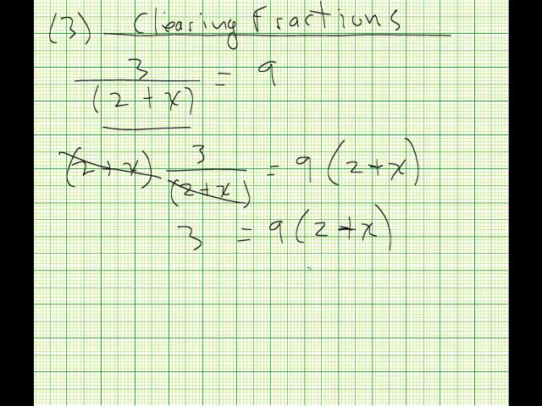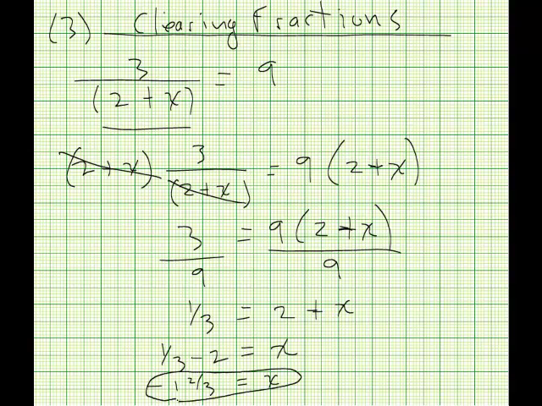In this particular example, I'm going to not do that and show the alternative method, which is to divide both sides by 9 at this time. So this becomes 1/3 is equal to 2 plus x. And I finish it off by subtracting 2 from both sides. 1/3 minus 2 is equal to x. And 1/3 minus 1 is negative 2/3. And so I subtract another 1 from negative 2/3. That's negative 1 and 2/3 equal to x.